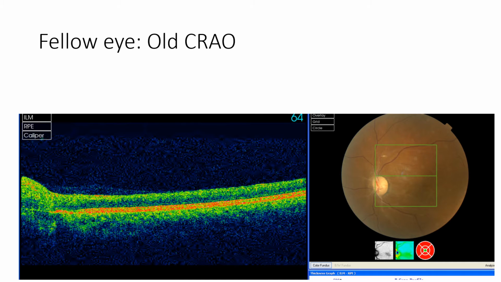Unfortunately, the patient had had a CRAO in the fellow eye and had not come in to seek treatment. Here you can see inner retinal atrophy on the entire B scan.